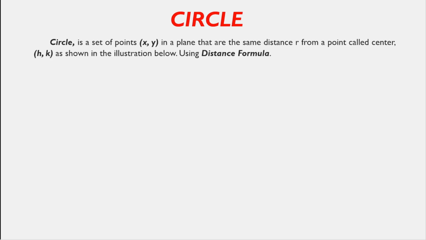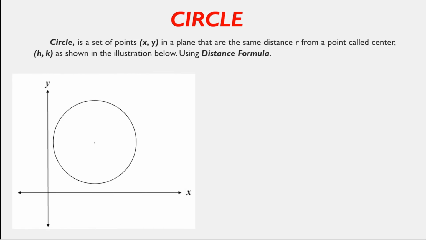Circle. A circle is a set of points x and y in a plane that are the same distance r from a point called the center, labeled as coordinate h and k, as shown in the illustration below using the distance formula. So this is now our circle. This particular point is the center, labeled as h, k. And this is now the point on a circle labeled as x and y. And this is now our radius.